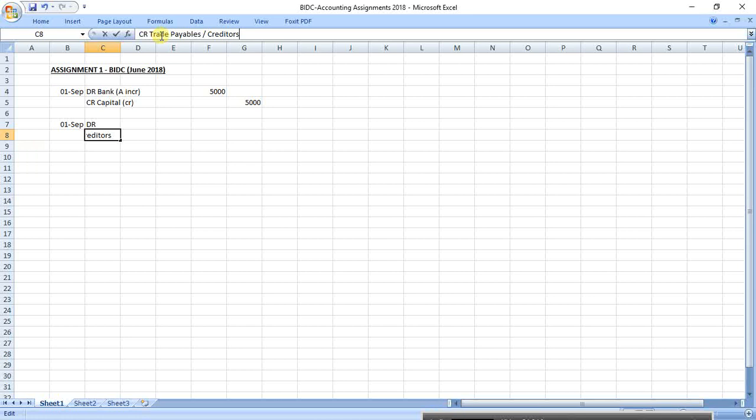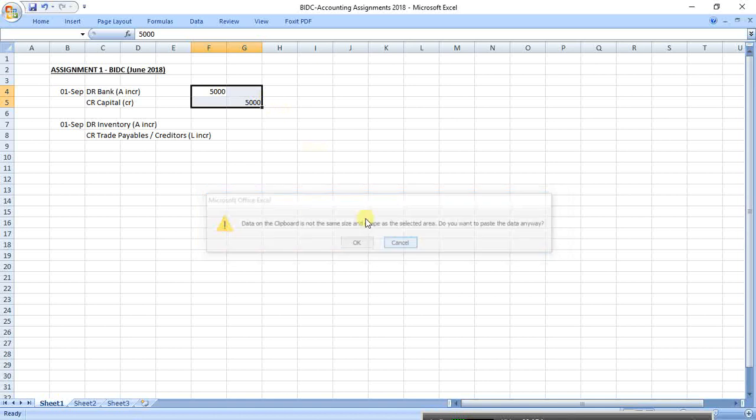Okay. All right, brackets, liability, L, increase, close. Then write down the debit. What are you debiting? Inventory. Good. So inventory, liability increase for this one. Debit, inventory. Asset increase, right? Definitely. Yeah, A increase, asset increase. Perfect. And then you would show the amounts.